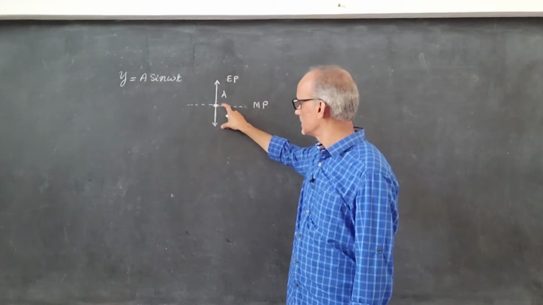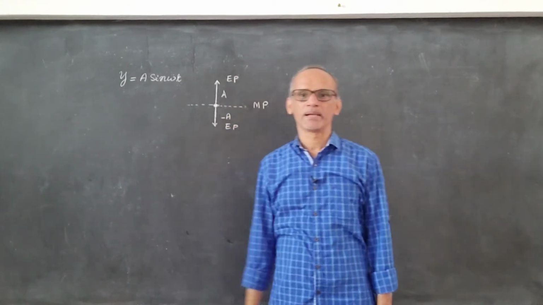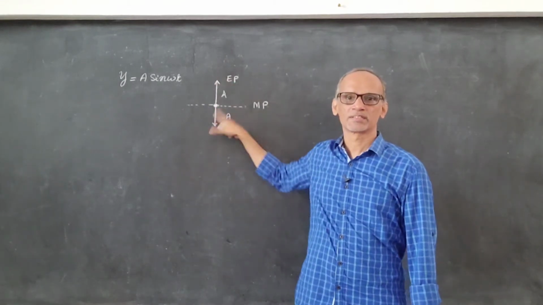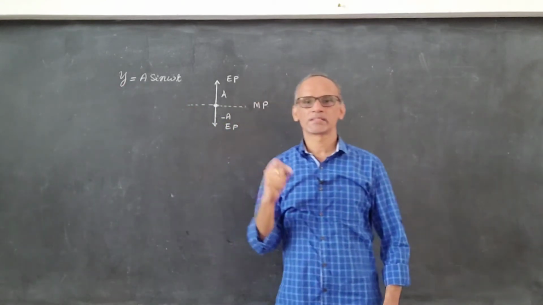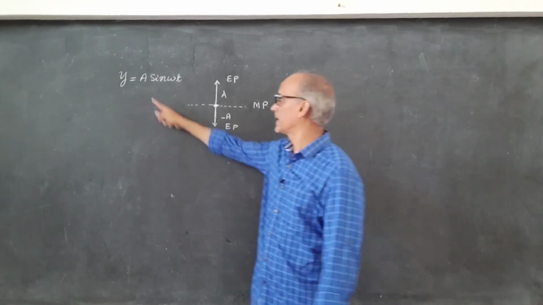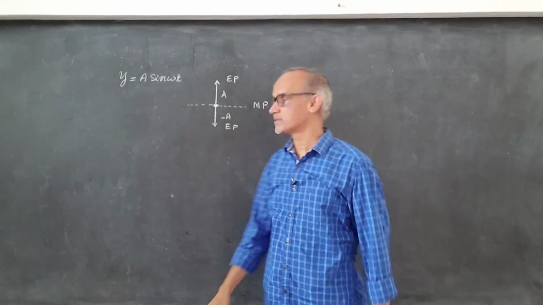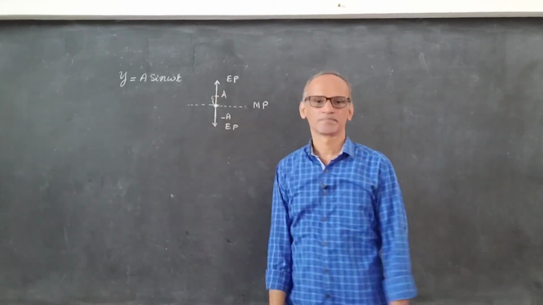This is A. This is also A, but since displacement is a vector, we write minus A in the negative direction. This is the positive direction, this is the negative direction. So, that is A. What is y? y is the displacement of the particle from the mean position at any instant of time t. So, t is the time and y is the displacement. For example, from here till here can be y.